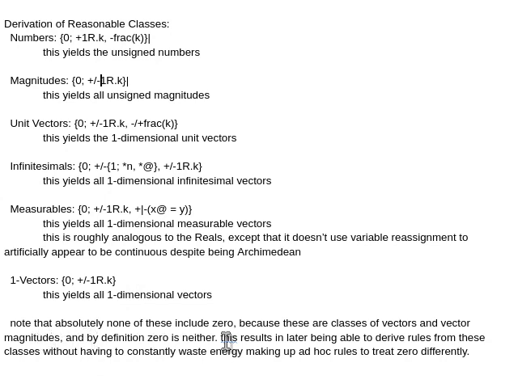And note that absolutely none of these include 0, because these are classes of vectors and vector magnitudes, and by definition, 0 is neither. This results in later being able to derive rules from these classes without having to constantly waste energy making up ad hoc rules to treat 0 differently. It's almost as if I know what I'm doing. Look at that.